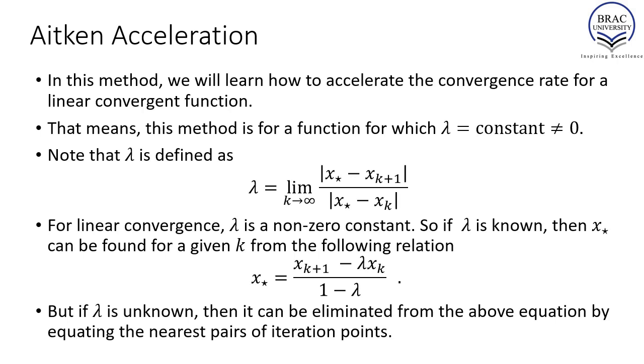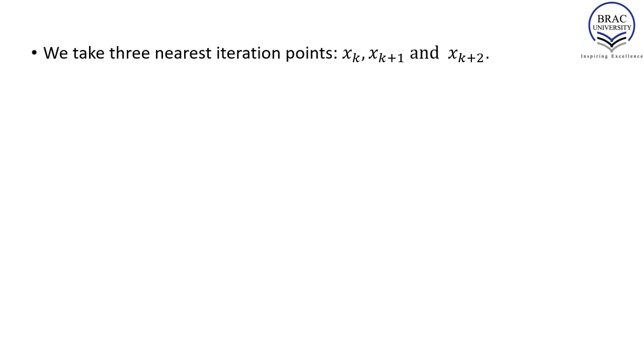But if lambda is unknown, then it can be eliminated from the above equation by equating nearest pairs of iteration points. What I mean is the following: in this equation there are pairs of points. If we take two pairs, then we can set them equal because lambda is constant, so we can eliminate lambda and solve our equation. That is the idea.